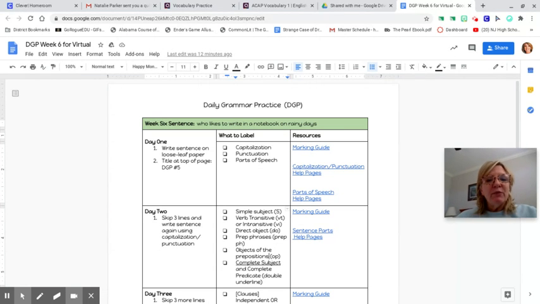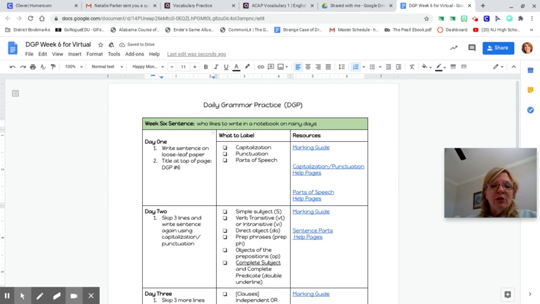So the first one, of course, is DGP. We are on week number 6. And if you'll notice, the sentence is, "Who likes to write in a notebook on rainy days?" So you'll write that on your notebook paper just like we always do in class. You'll label it at the top, DGP number 6, and you will also label your name in the upper right-hand corner like we always do.